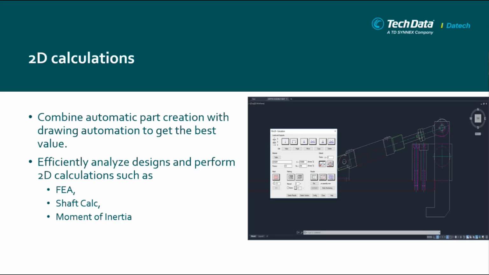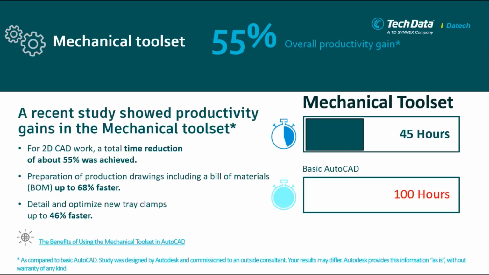You don't want to do any paperwork anymore, or go for any third party applications for calculations. Here 2D calculations as a combined best value give you an efficient manner of getting the value in an updated manner. So FEA calculation, shaft calculation, and moment of inertia calculations could be done in a single click.